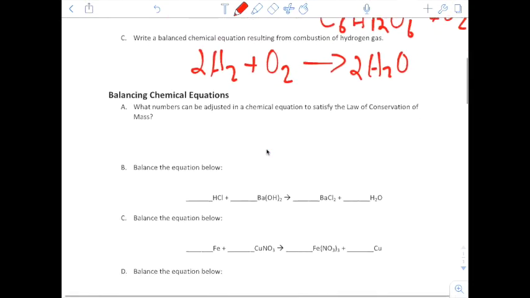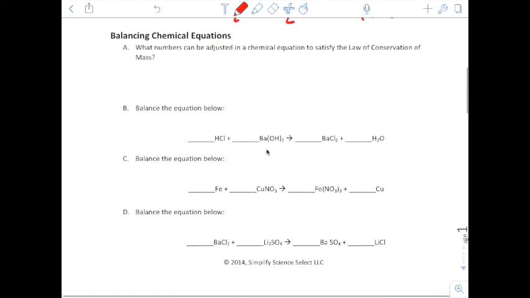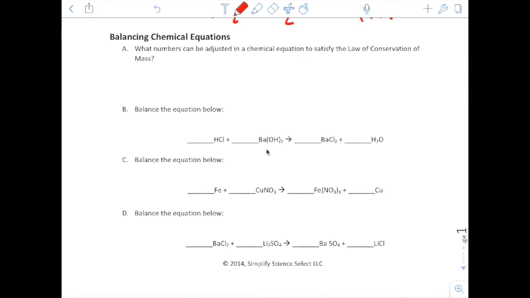Moving on to balancing chemical equations, it says what numbers can be adjusted in a chemical equation to satisfy the law of conservation of mass. The only thing that can be changed are coefficients. You can't change the subscripts, you only change the coefficients. So let's go ahead and balance some of these, looking at B.